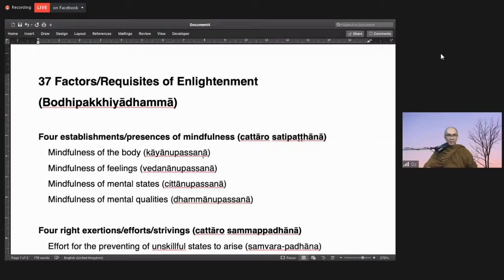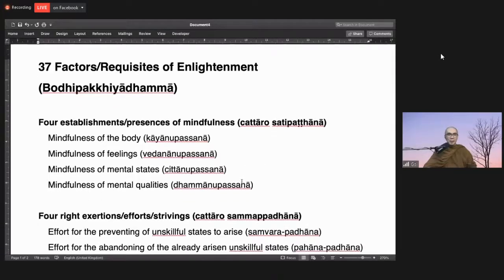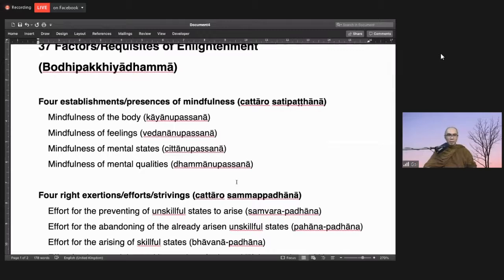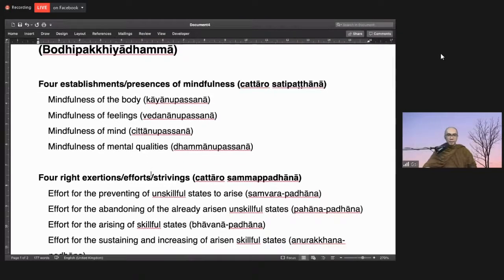Chattaro Satipatthana. Usually I use the word four foundations of mindfulness. Nowadays they use the word four establishments of mindfulness because of the words sati and patthana, because of the Pali meaning, how they conjoin those words. Anyway, we are not going into those things. So we have four foundations of mindfulness: mindfulness of the body, feelings, mind, and mental qualities. Dhamma.